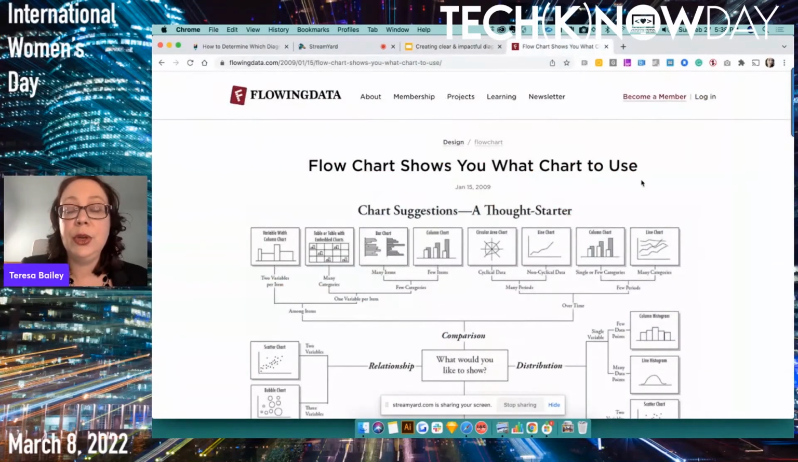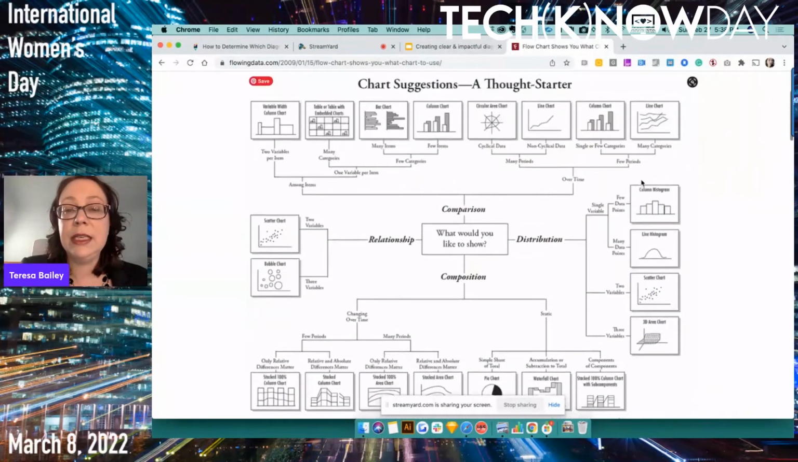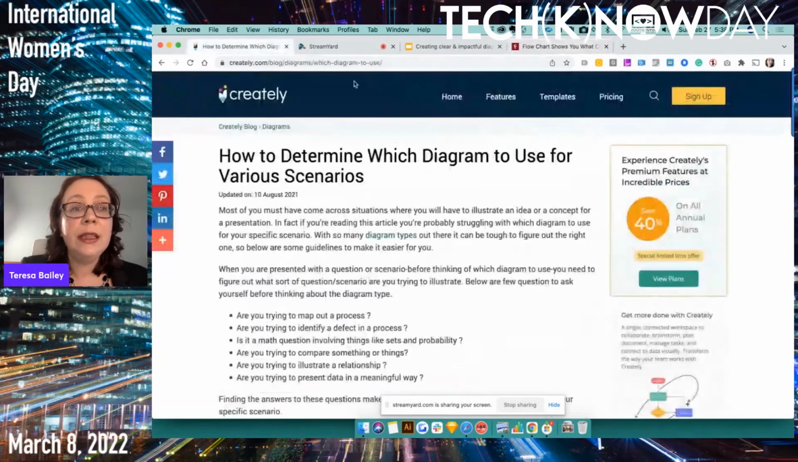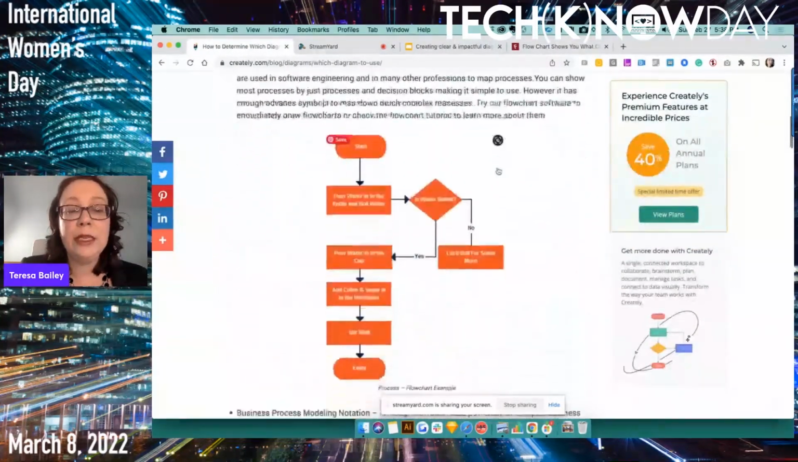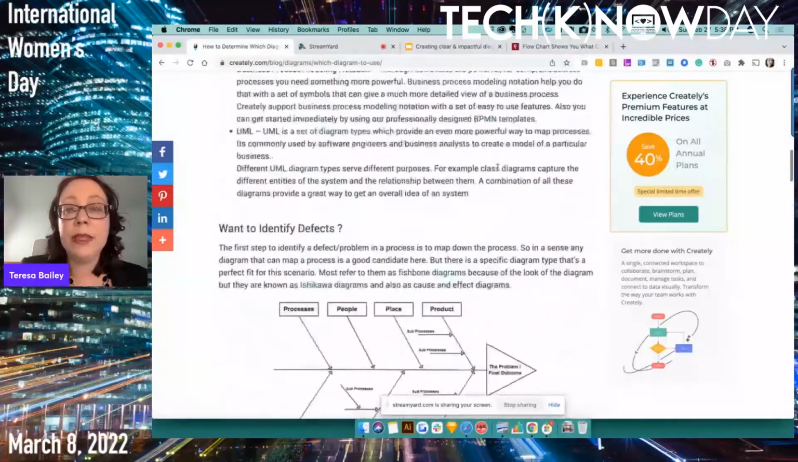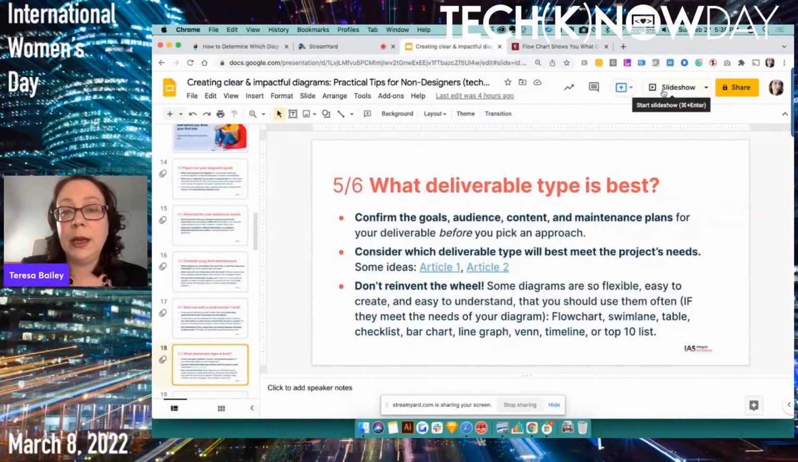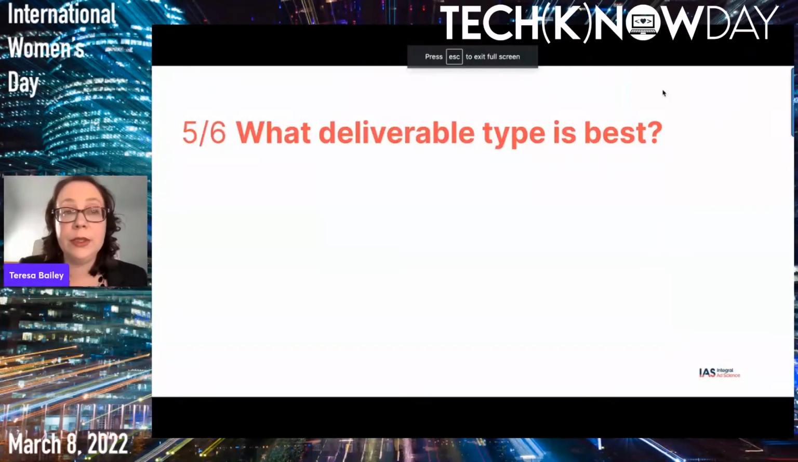But I just want to show you, this one gives ideas for what kind of data chart to use. And then this one's really cool because it gives ideas on what kind of diagram style to use. So I found these really helpful. Hopefully you will as well.